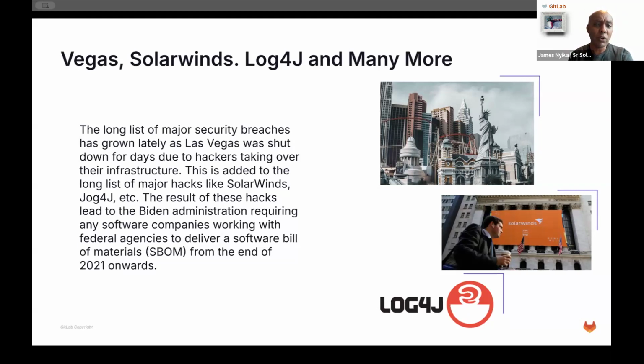All of these led to the current administration requiring that for any companies that are going to be working with the government, they do have to deliver to, or have the ability to deliver to those federal agencies, what is known as a software bill of materials or an SBOM. And this is from the end of 2021 onwards.